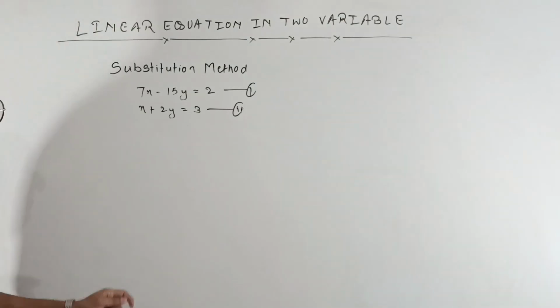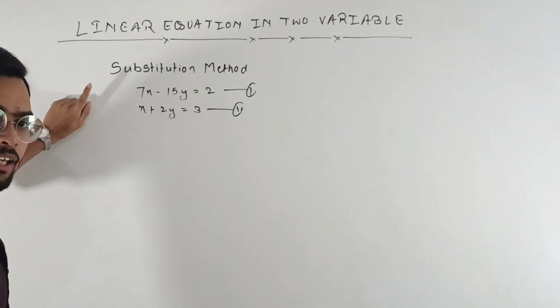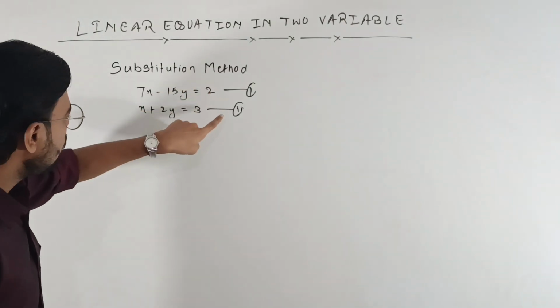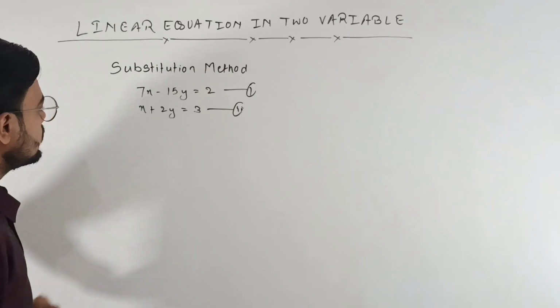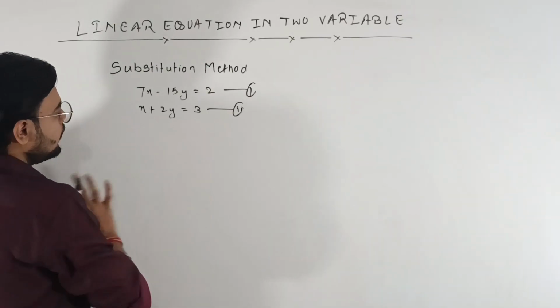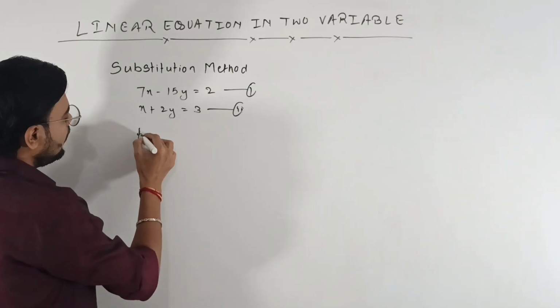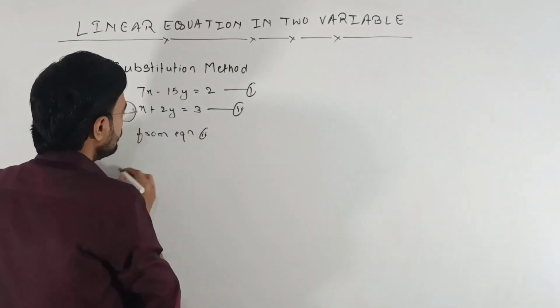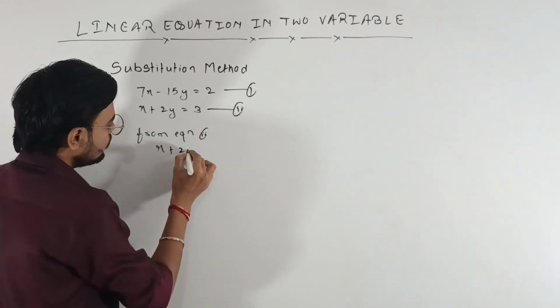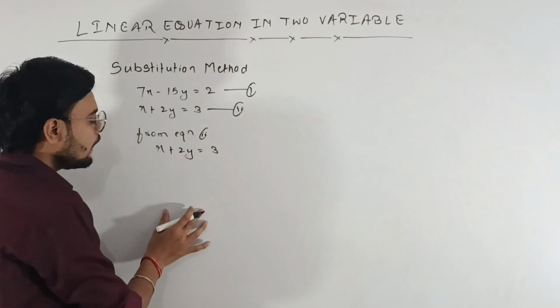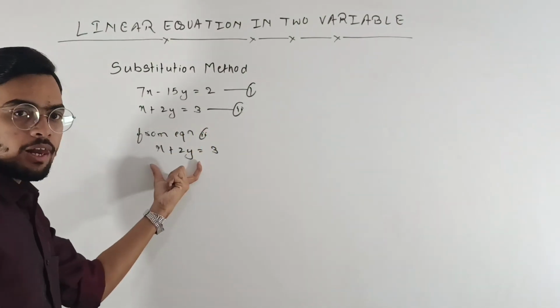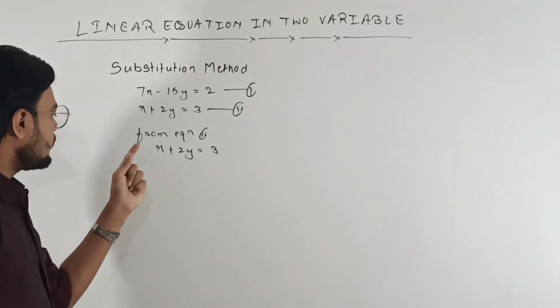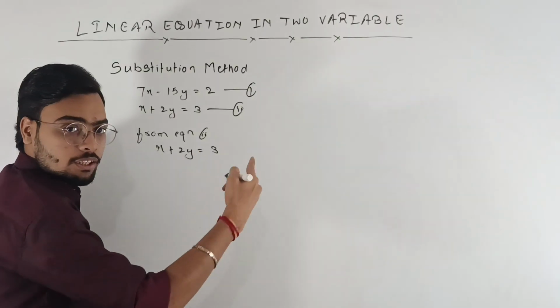Now after assuming equations 1 and 2, I pick any one, either 1 or 2, from this set of equations. Suppose I pick equation 2. From equation 2, what is the equation? x + 2y = 3. Now after picking this equation, I write one variable, either x or y, in terms of the other.